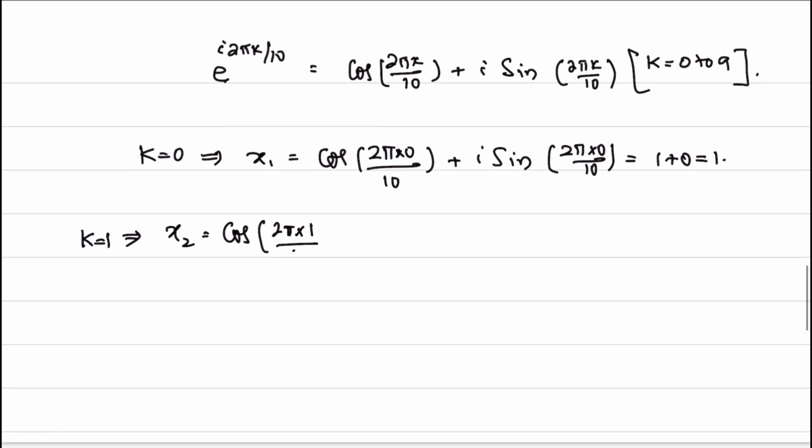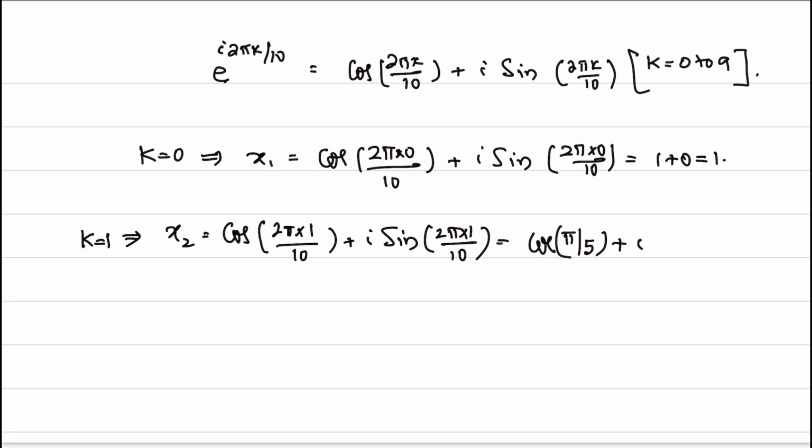2 pi into 1 by 10 plus i into sin 2 pi into 1 by 10. That is equal to cos 2 pi by 10, which is cos pi by 5, plus i into sin pi by 5. Pi by 5 value, if you remember, you put it, otherwise leave it just like that.